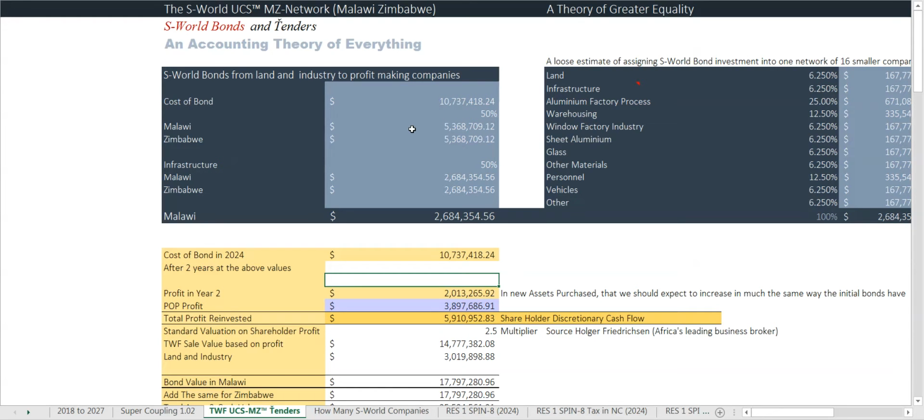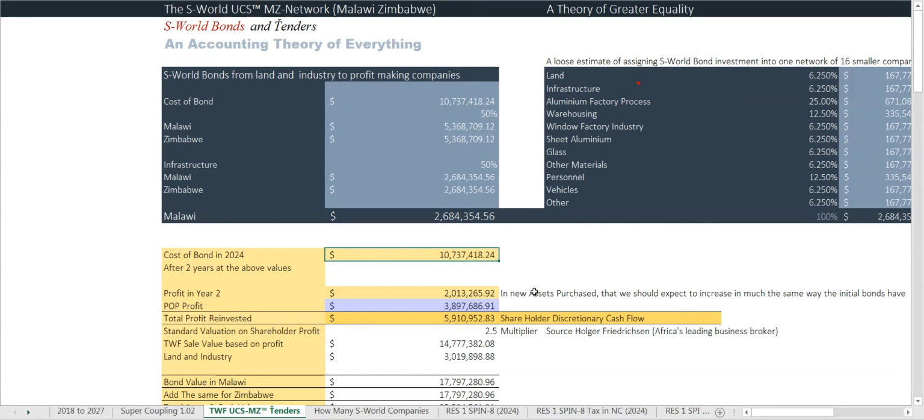And we'll see a little bit further down that half of the profit again goes to the personnel, who are for the best part Malawian or Zimbabwean, depending on which one they are. So that leaves about 2.6 million for land and industry. We've just made a rough estimate there. And let's get straight to the chase when it comes to the bond.